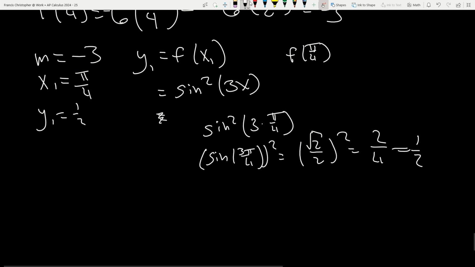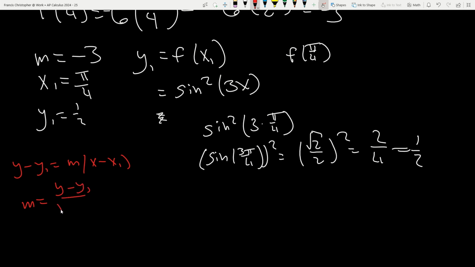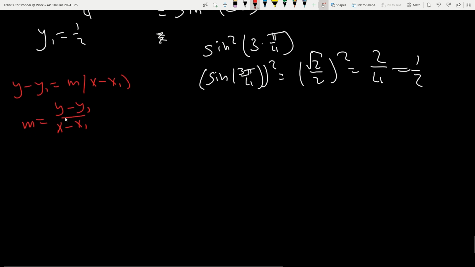I'll write this in red. So our equation for the tangent line, remember, y minus y1 equals m times x minus x1. Oh, and also if you ever forget this, just remember the slope formula: m equals y minus y1 over x minus x1. What we did was we just multiply everything by x minus x1 to get this on this side, and that's how we get this. So that's where that comes from. But that's if you forget it. It shouldn't be too hard to remember.